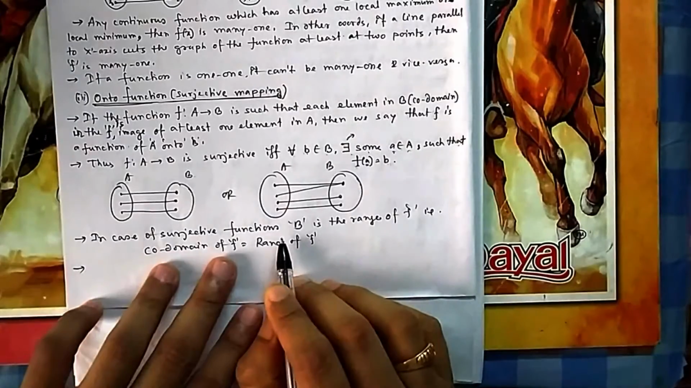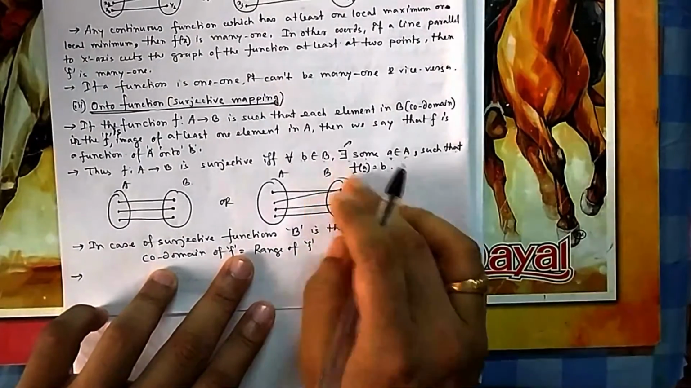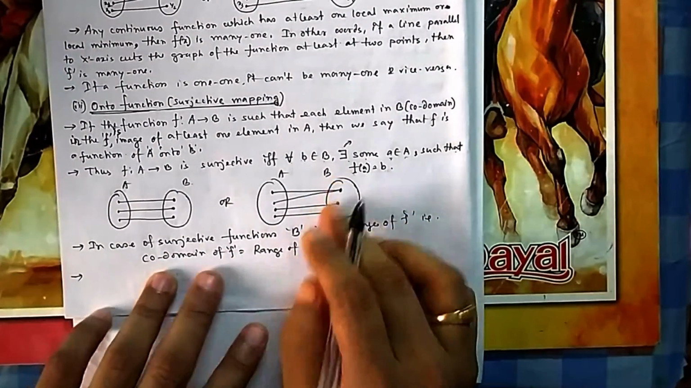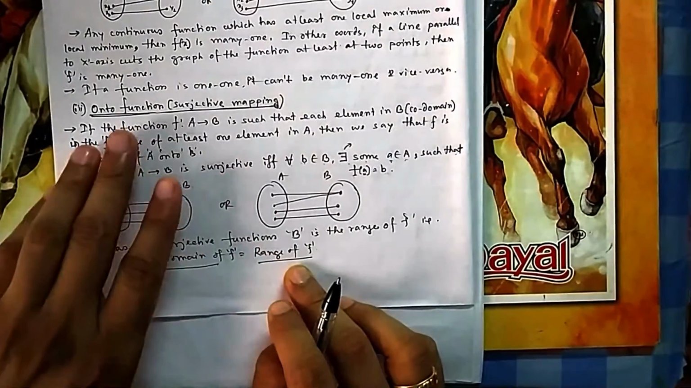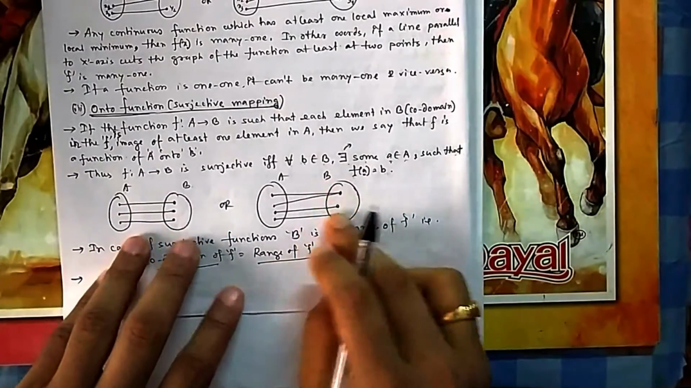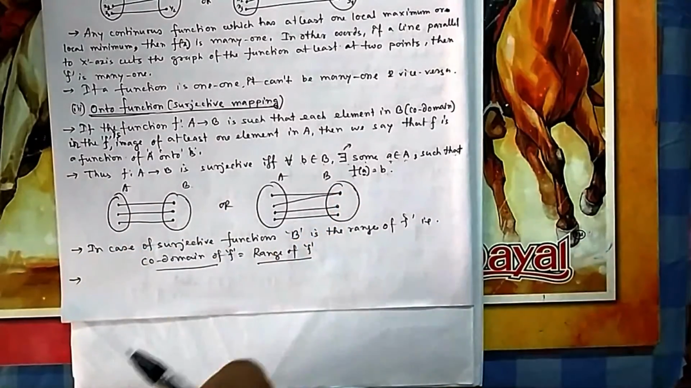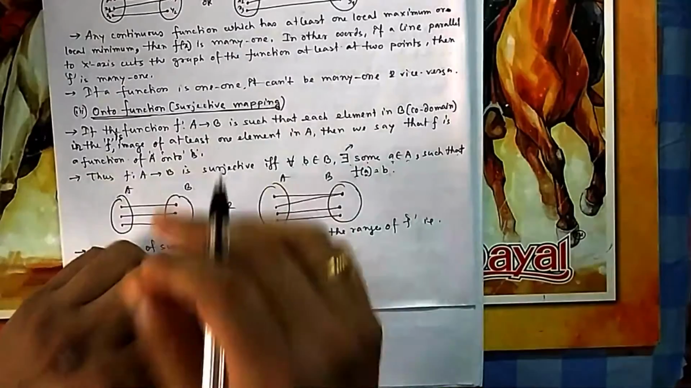Now in case of a surjective function, B is the range of f. That B becomes the range of f. So your codomain and range become the same if it is surjective. If it is an onto function, then whatever the codomain is, because all are connected, it all becomes your range. So these two are equal in case of an onto function.